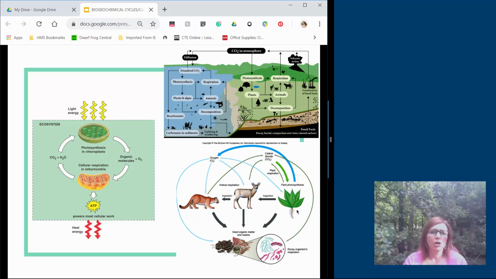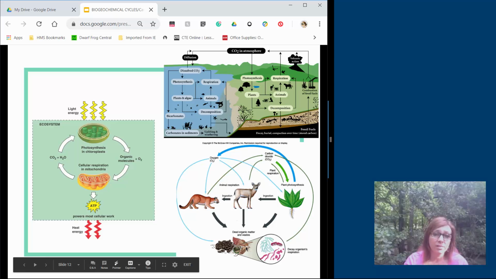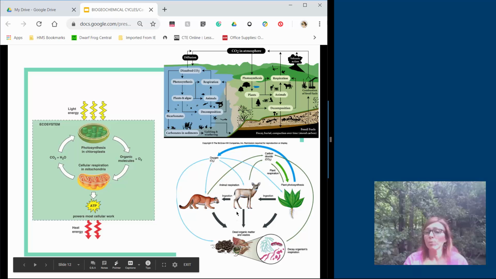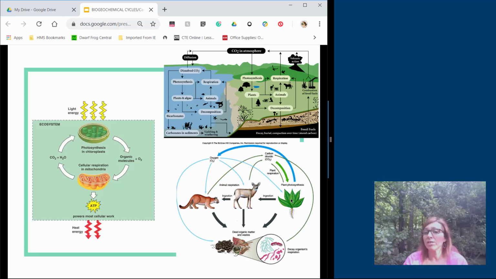Like the carbon dioxide here is going into the plant for photosynthesis. It gives off oxygen, which then goes into the animals. The animals breathe out the carbon dioxide, which can go into the plants. These plants and animals die, they can decompose, or if that glucose is here in the plant, it can be eaten by the deer, which is then eaten by the lion. It can be like the ingestion part of this.